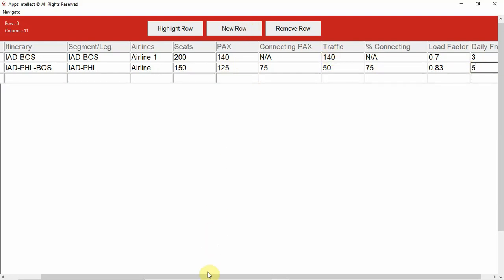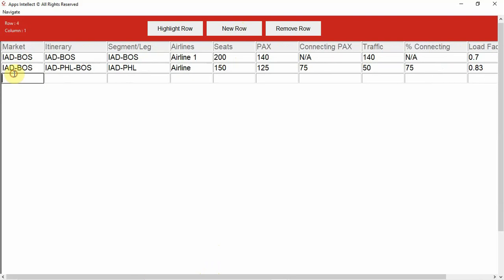Now we have to complete the network, so we'll do the same. So this is the same thing.